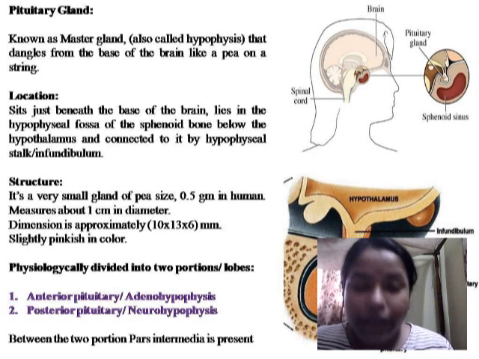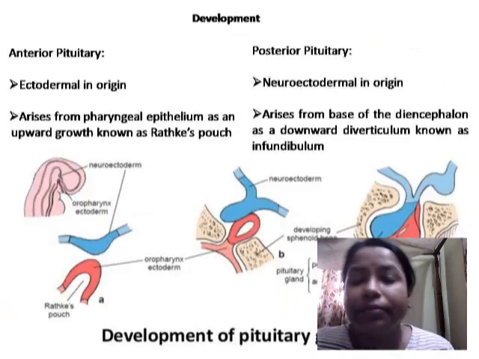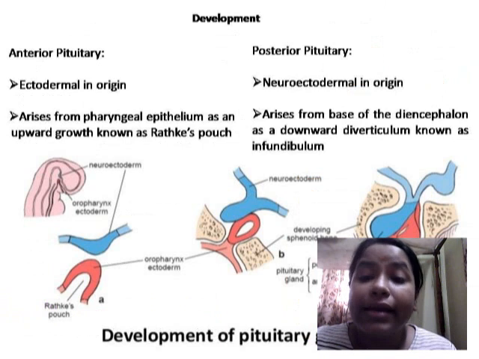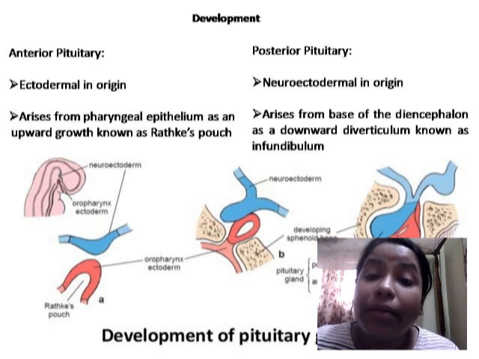The anterior pituitary and posterior pituitary are both situated in very close approximation in the body, but they are different in their development, structure and function. So coming to the development part, our anterior pituitary is ectodermal in origin and arises from the pharyngeal epithelium as an upward growth known as Rathke's pouch. It has no neural connection and directly receives blood from the hypothalamus by the hypothalamo-hypophyseal portal system.